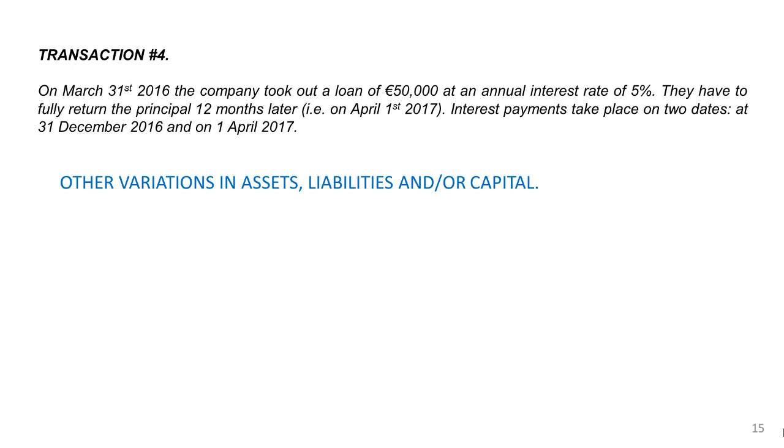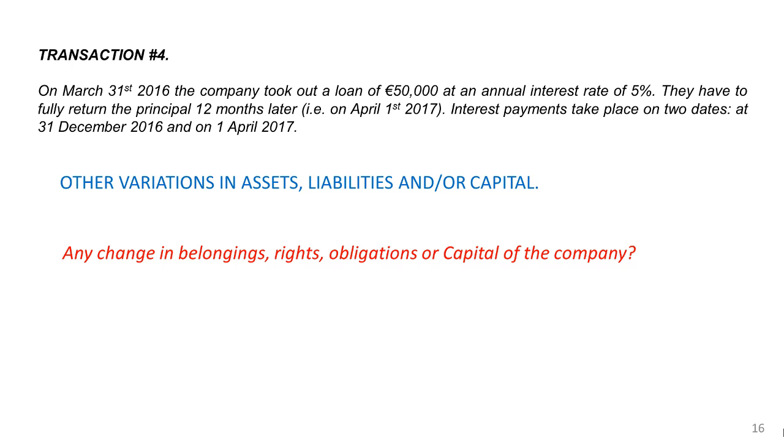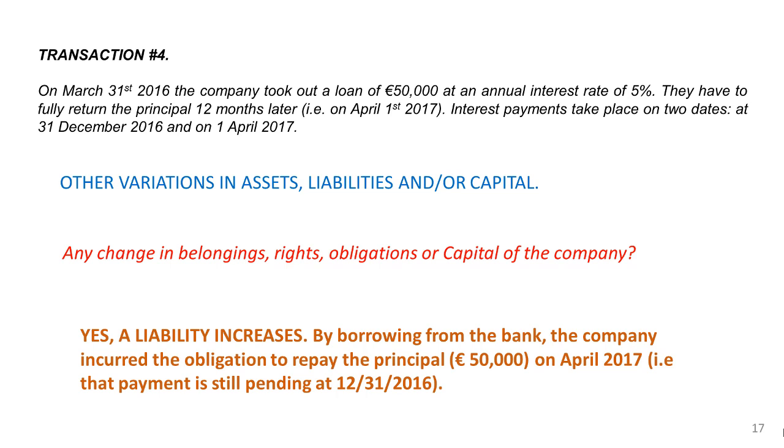Finally, we analyze how the loan affects the other assets, liabilities, or capital. Ultimately, we need to find out if the loan may cause variations in the belongings, the rights, the liabilities, or the capital of the company. So, yes, a liability changes. The liability reflecting that Copen owes the bank the principal of the loan at December 31st, 2016. Copen has to repay in full that amount on April 1st, 2017. That's to say, during the following year, and that's why it's a short-term liability.